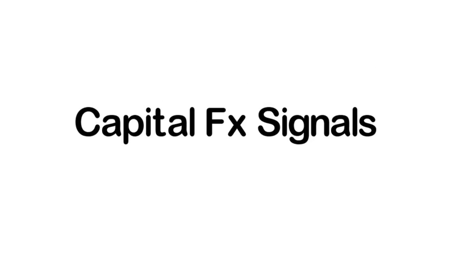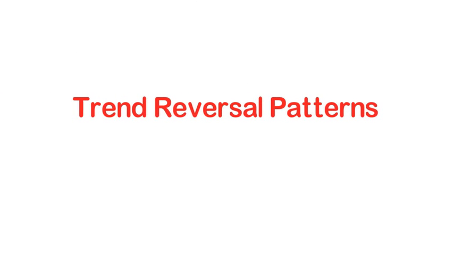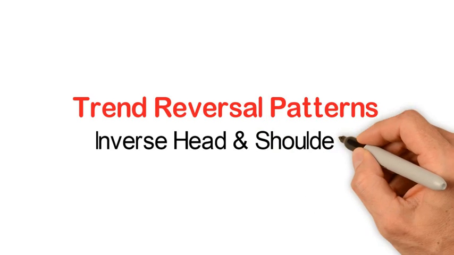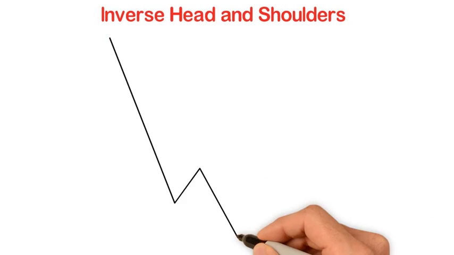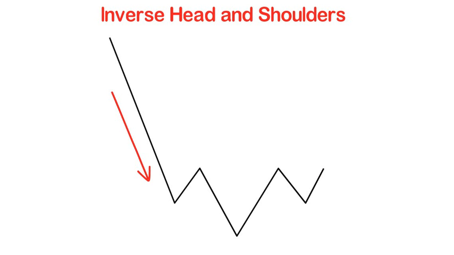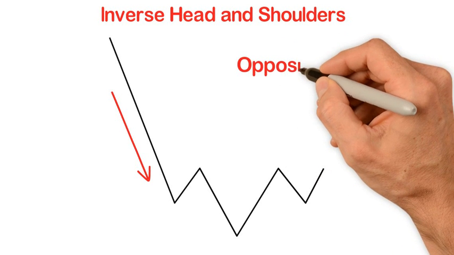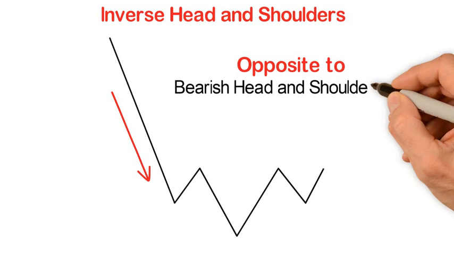Capital FX signals, trend reversal patterns, inverse head and shoulders. The inverse head and shoulders is a bullish reversal pattern which forms after a strong move downwards. It's the exact opposite to the bearish head and shoulders pattern.